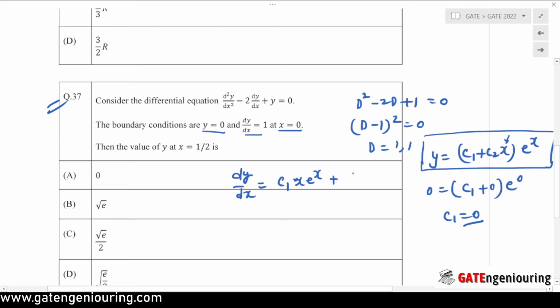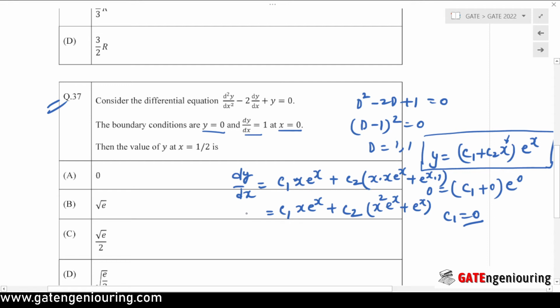So the derivative of the second one is c2 into x e power x. So c2 is as it is, x into x e power x here, plus e power x into 1. Okay, so we can write that dy by dx is c1 x e power x plus c2 (x square e power x plus e power x).